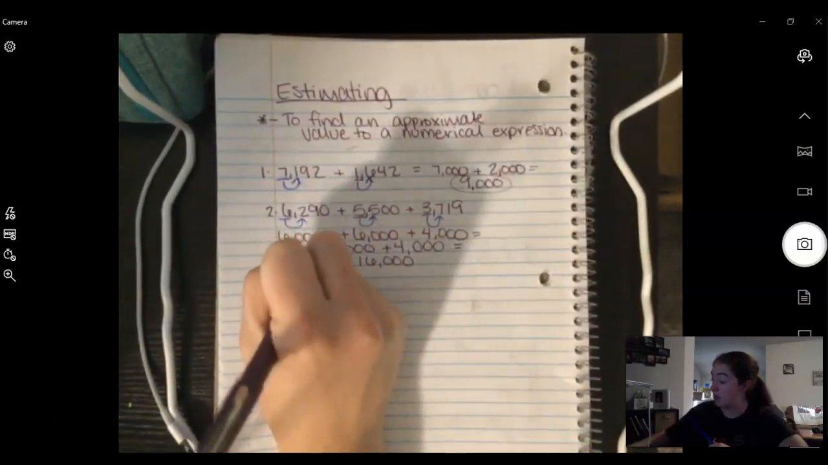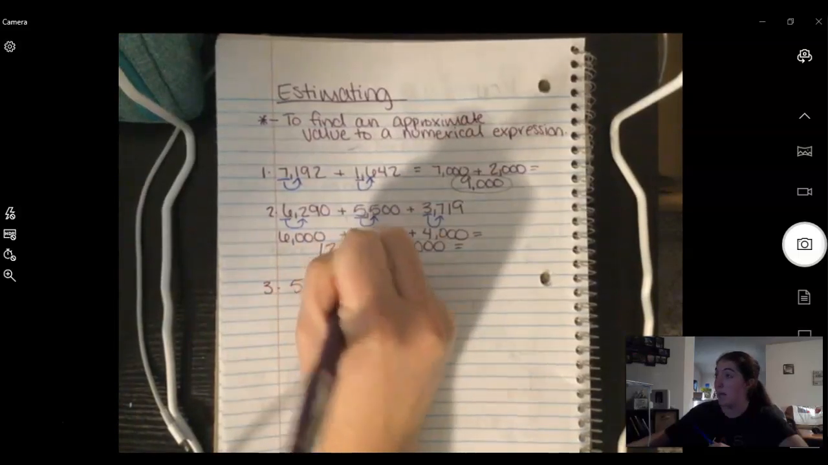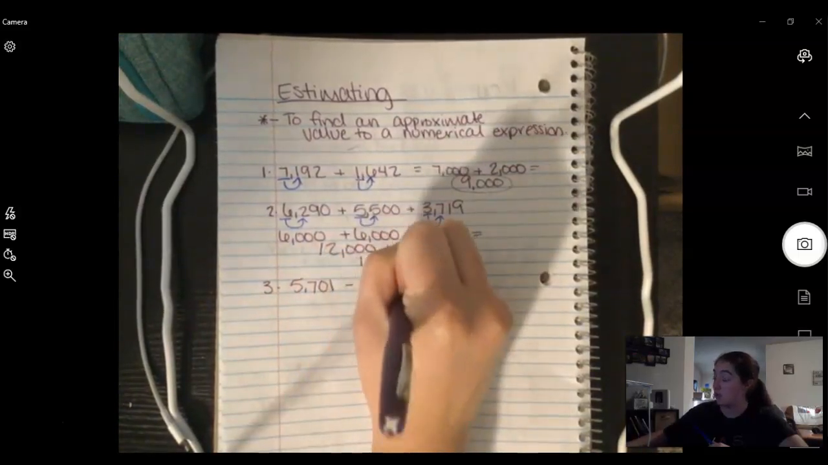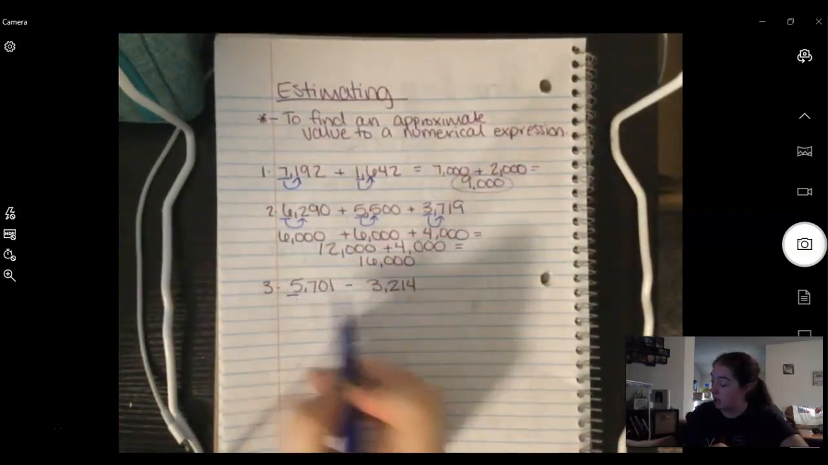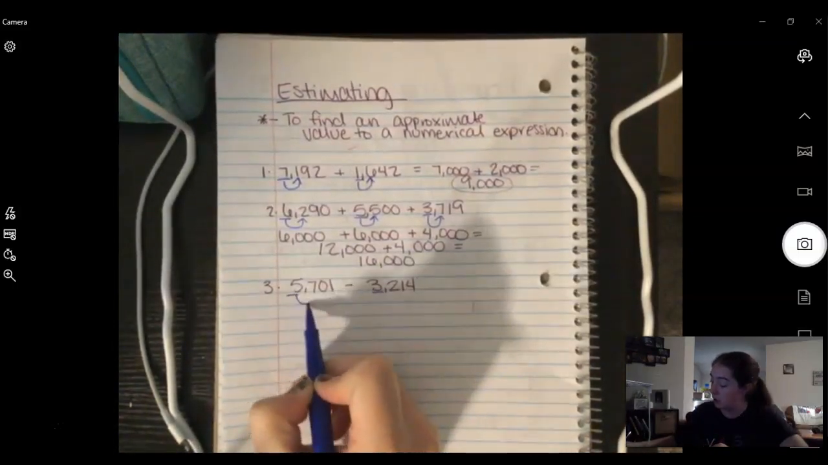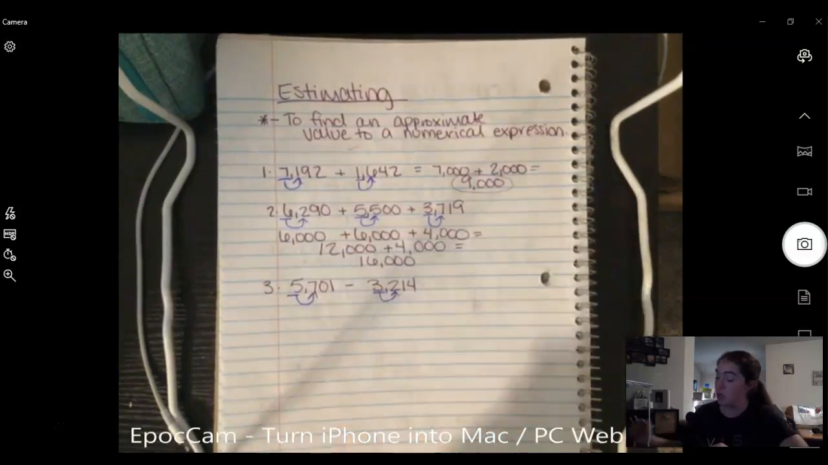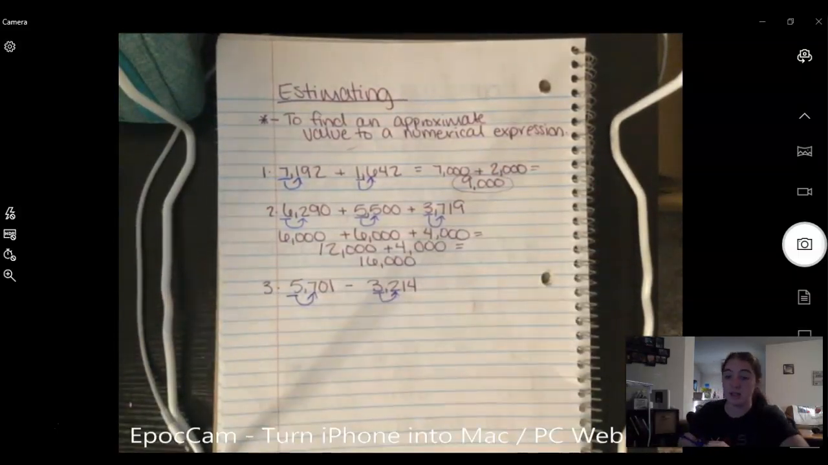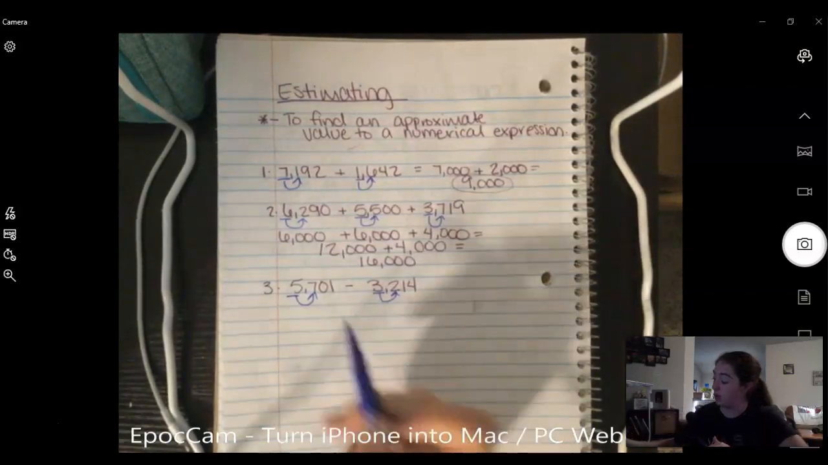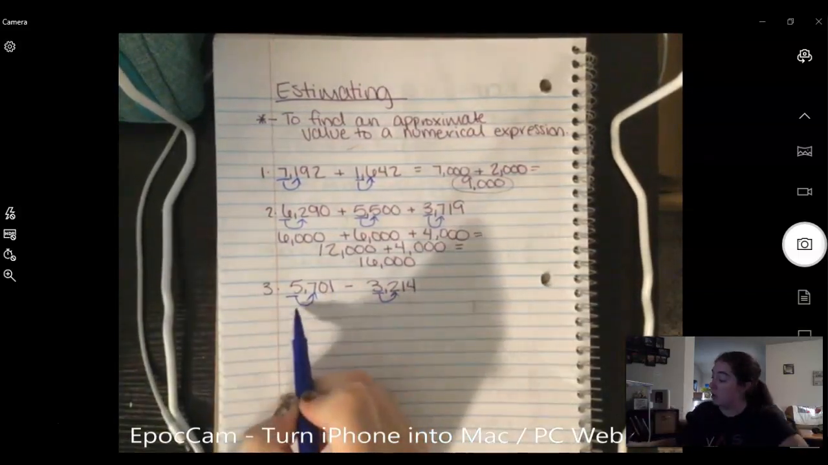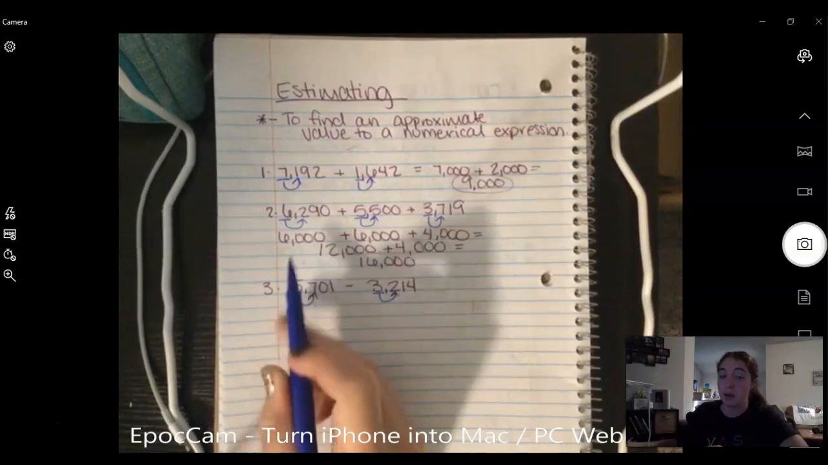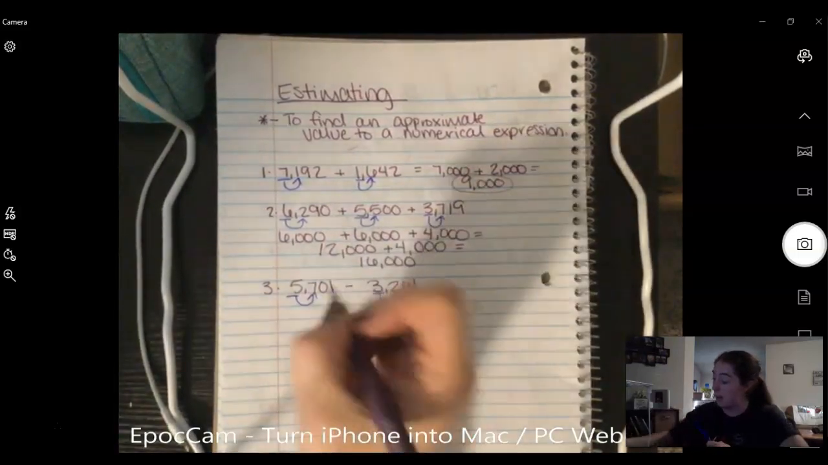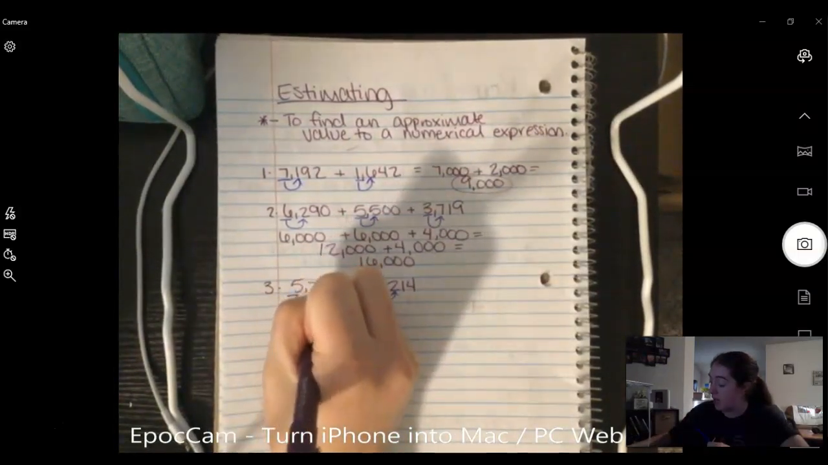We have 5,701 minus 3,214. Again, we're rounding to the nearest thousand. So underline the 1,000. Look next door to the right to know what that number is going to do, whether it stays the same or it goes up 1. We see that this is a 7. So this 7 is going to tell the 5 to go up, right? To round up. So it's going to round to 6,000.